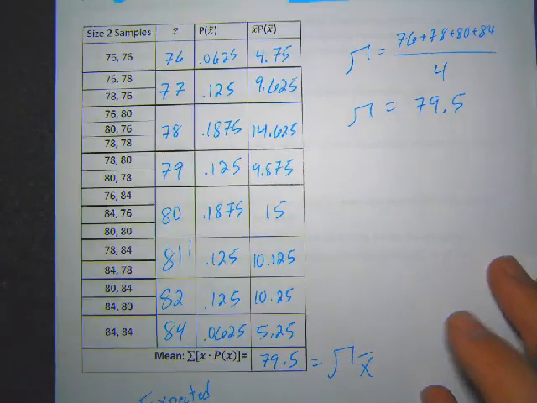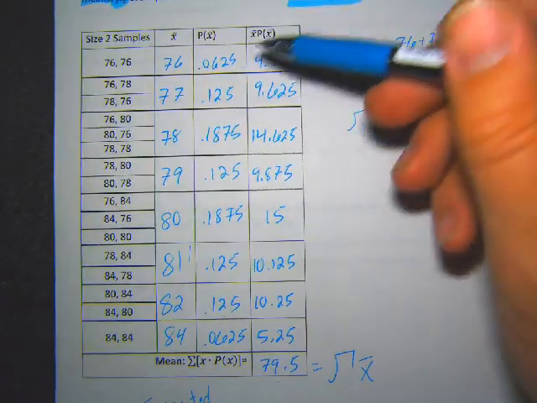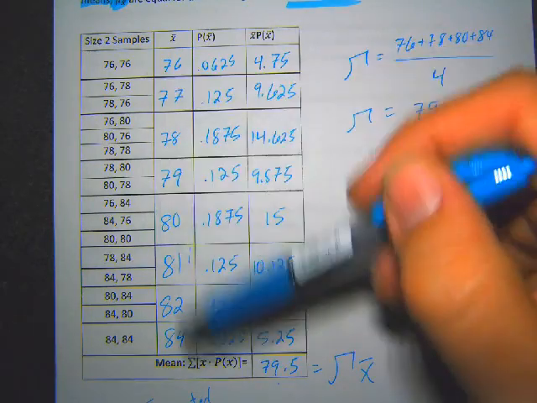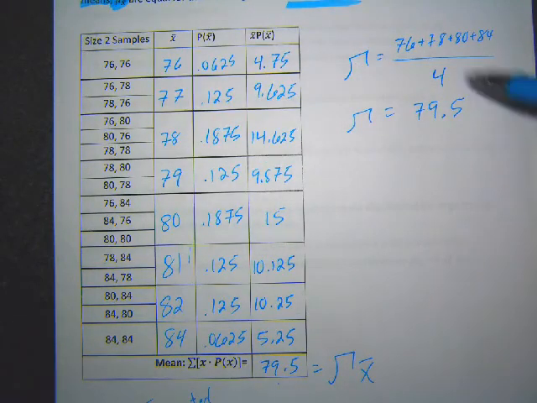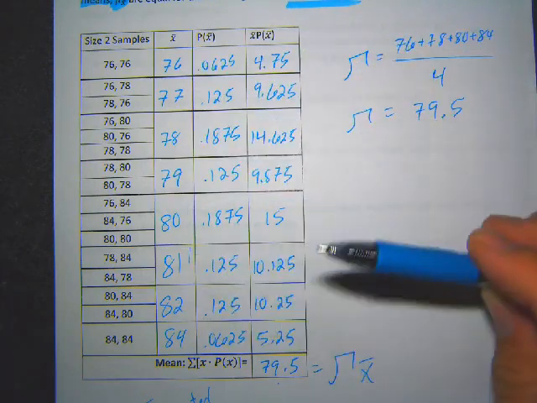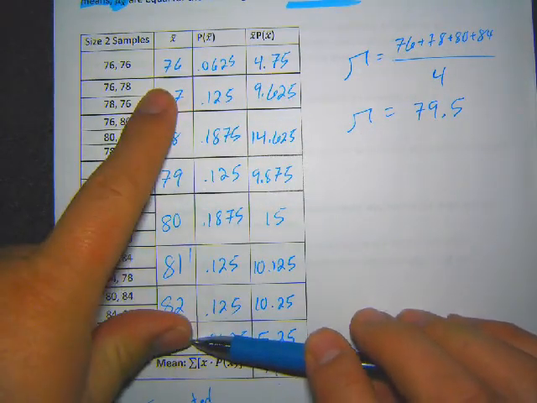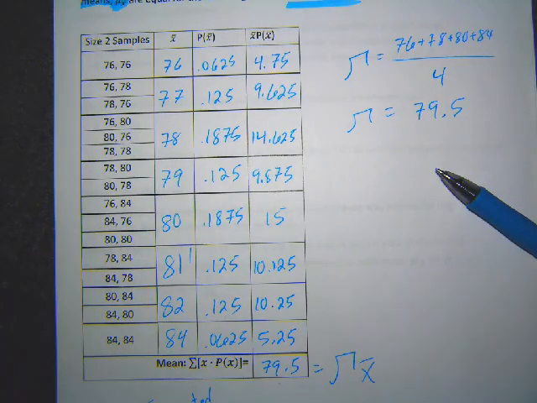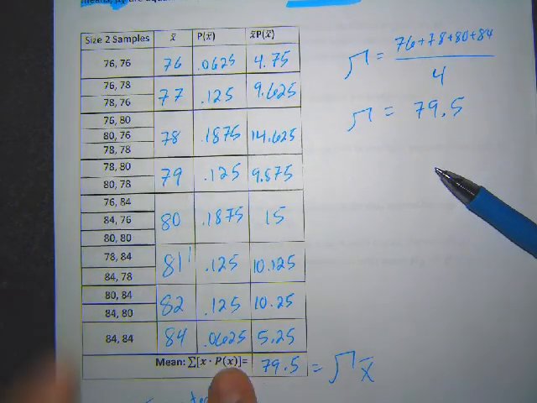That's what is important, because if I pick a sample at random of 2, it's going to be somewhat close to my average of 79.5. You notice that the furthest I can get from a sample is either 84 or 76. And either of those are still fairly close to 79.5. And those are the least likely ones, right? These are the least likely ones.